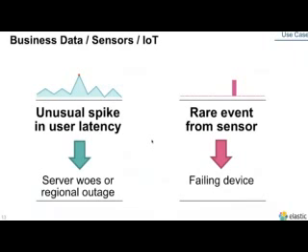I could search for it if I knew what the event was going to be. But if I don't know what the rare event is going to be, because I'm not sure when it's going to occur, how do I find that? And then what does that mean? Does that indicate a failing device? And how do we figure that out?